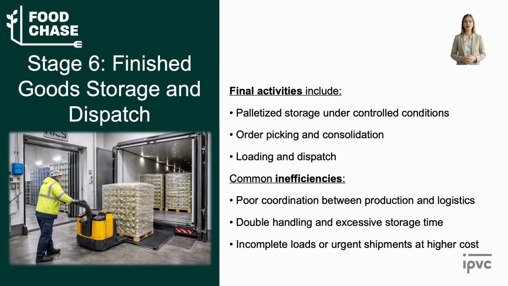Inefficiencies at this stage often include poor coordination between production planning and logistics, leading to double handling and excessive storage times. Plants may also encounter incomplete loads or urgent shipments that increase logistics costs. These inefficiencies are significant because food products are perishable and delays can reduce shelf life, increase waste, or negatively affect service levels.